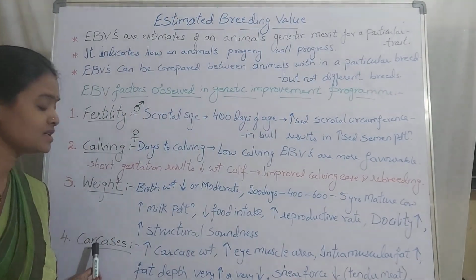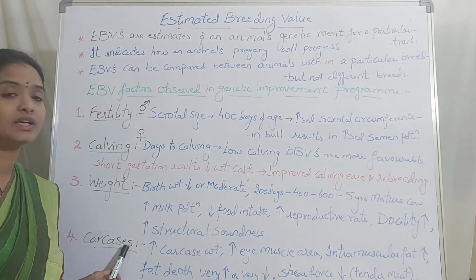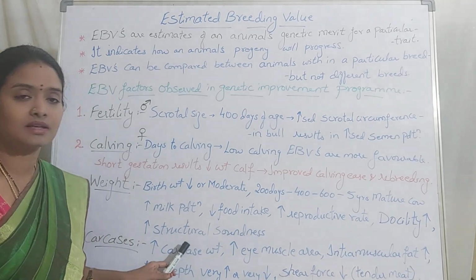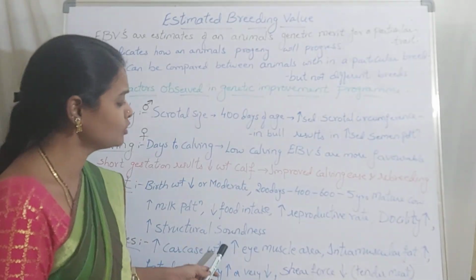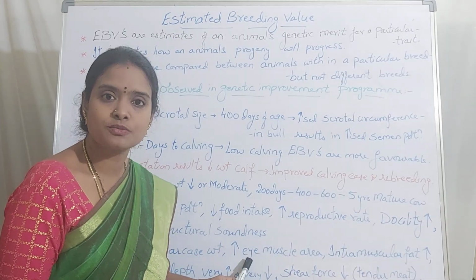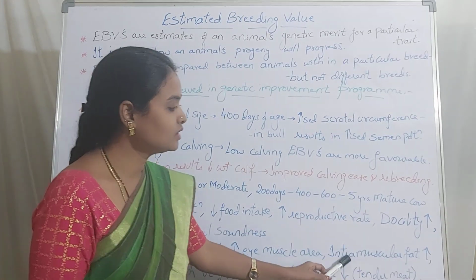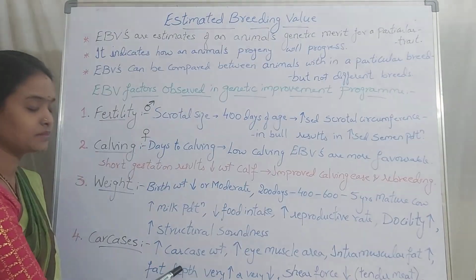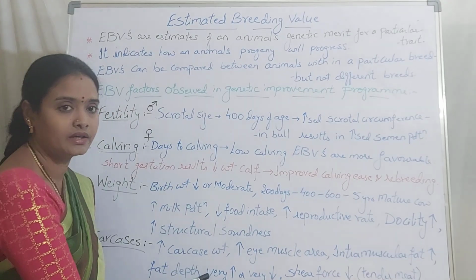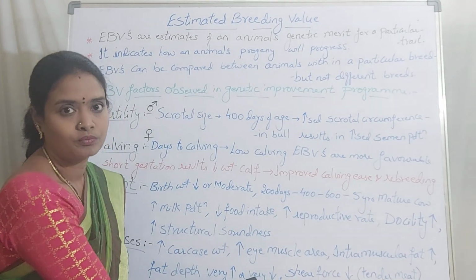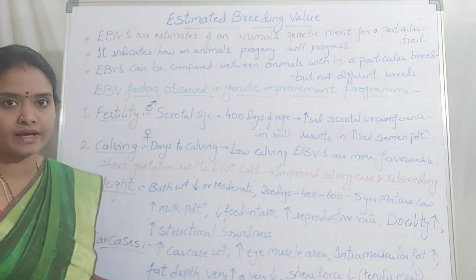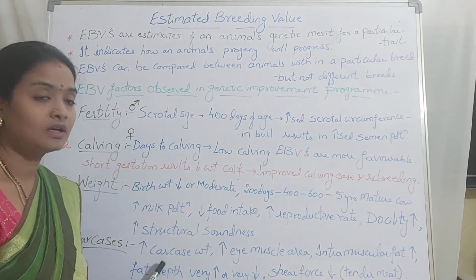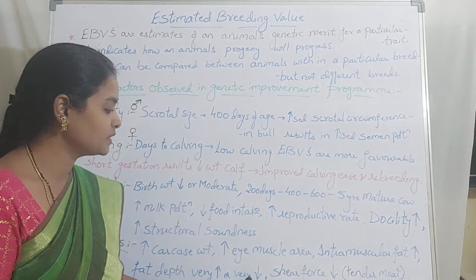So here they check that after the death of the animal, it should weigh more. So increased carcass weight is preferred, and also the eye muscle area must be high. Then intramuscular fat must also be high, and fat depth must be either very high or very low. The moderate ones are not ranked or given merit. So after the death of the animal, the fat depth must be very high or very low.